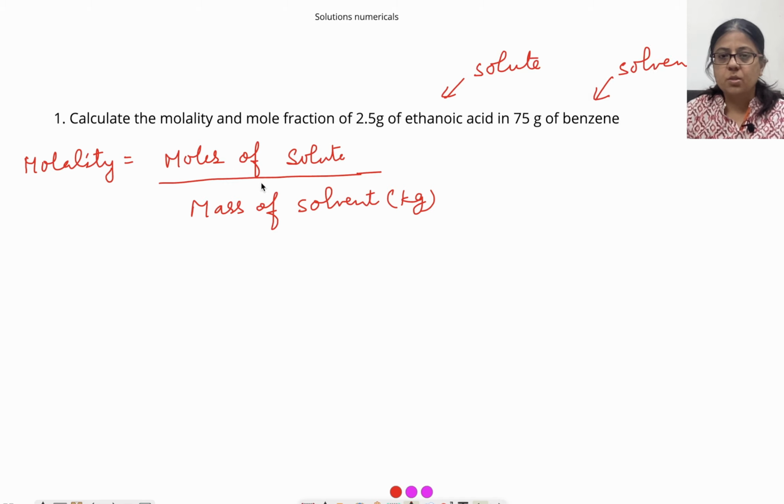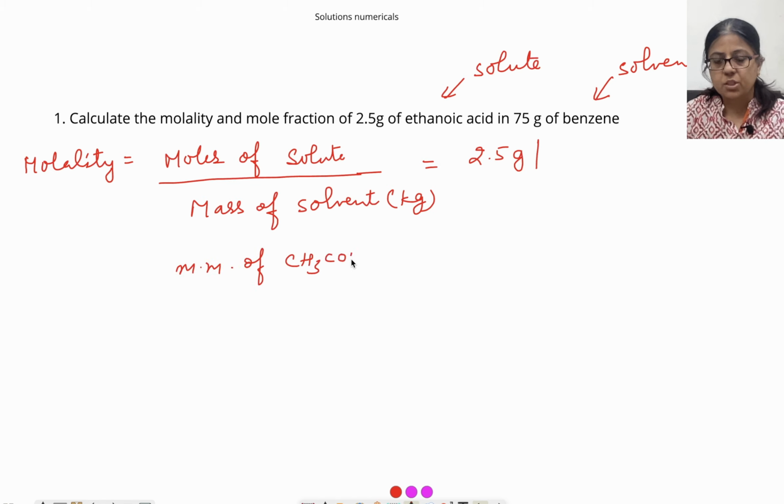Now moles of solute is calculated by dividing the mass of ethanoic acid, that is 2.5 gram of ethanoic acid, by its molar mass. So what is the molar mass of ethanoic acid? CH3COOH. So it will be equal to 24 plus 4 plus 32, which is 60 gram per mole. Now we will get the number of moles: 2.5 gram divided by 60, it will be equal to the number of moles of solute, that is ethanoic acid.